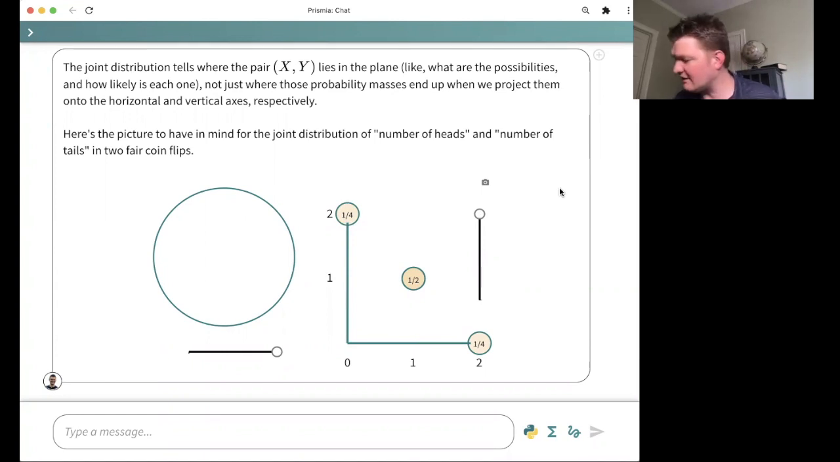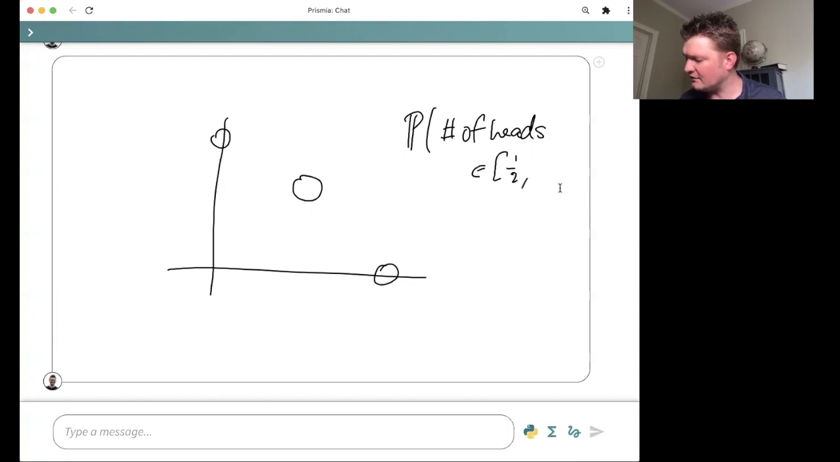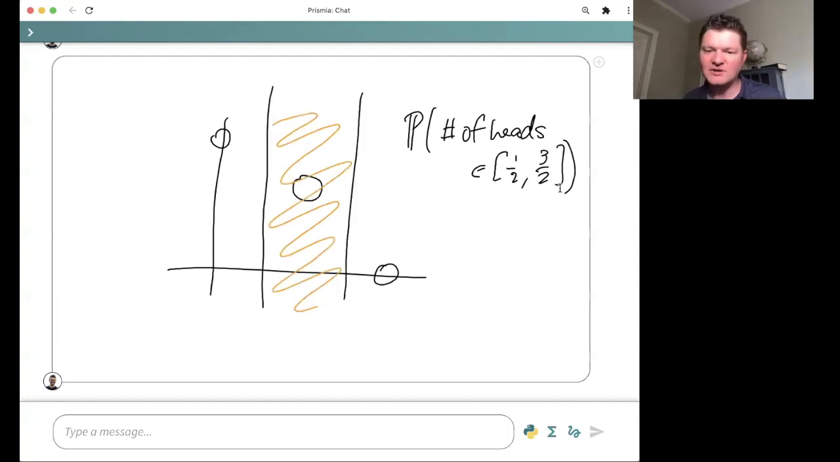Because I think I didn't elaborate that last time and it's worth reflecting on. So we have these masses, a quarter here, a half here, and a quarter here. And if we want to know something like, what's the probability that the number of heads is in, let's say, the interval from 1/2 to 3/2, then that corresponds to this big vertical strip. We're asking how much total mass is in this strip.